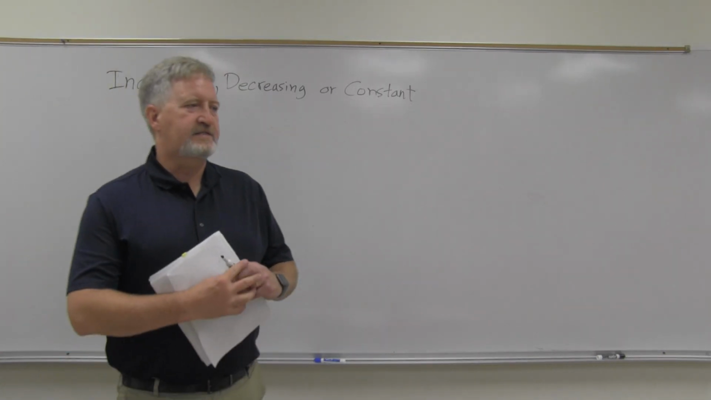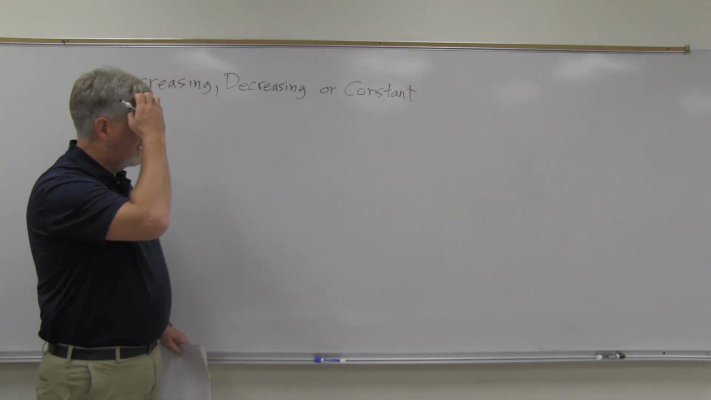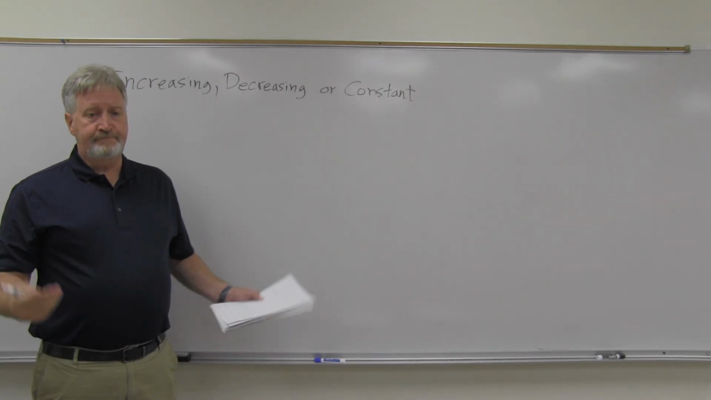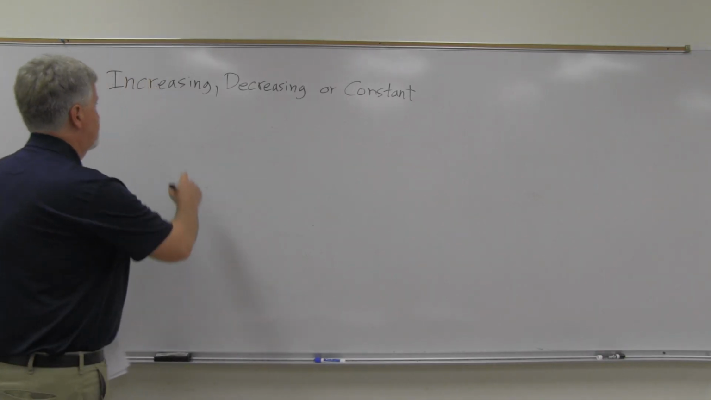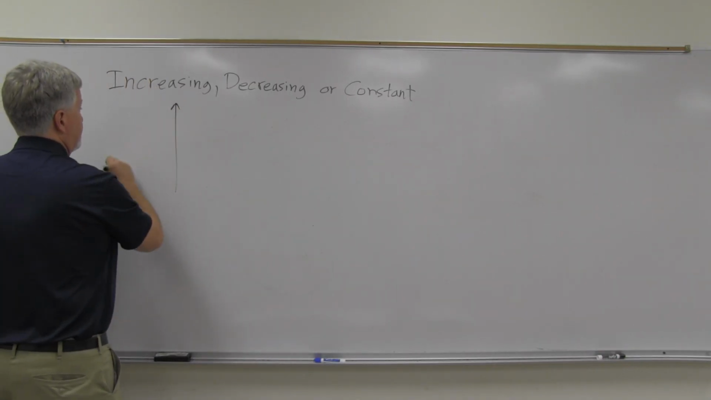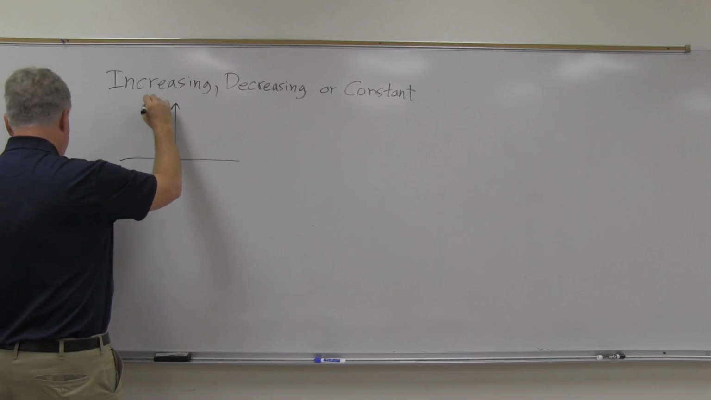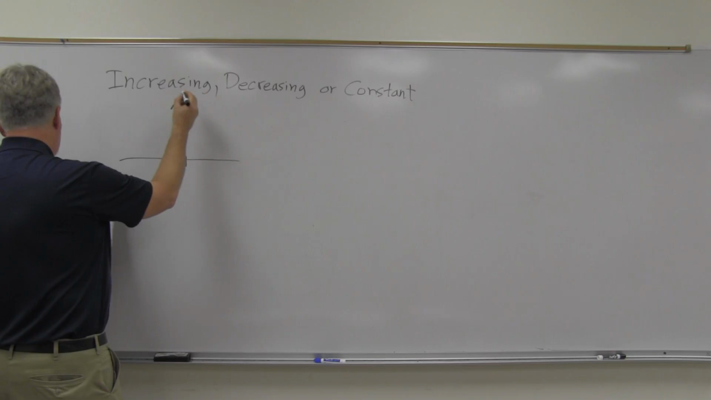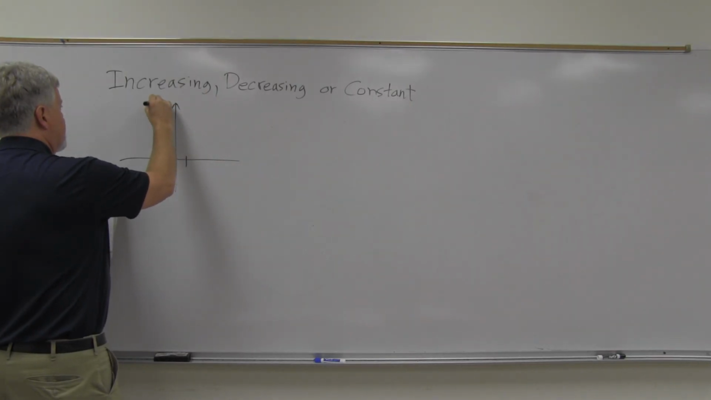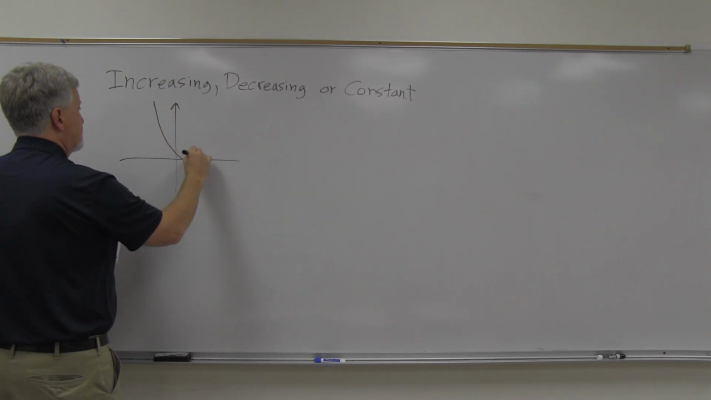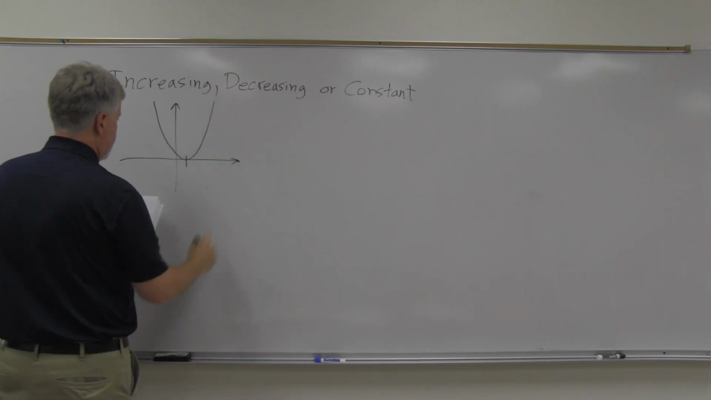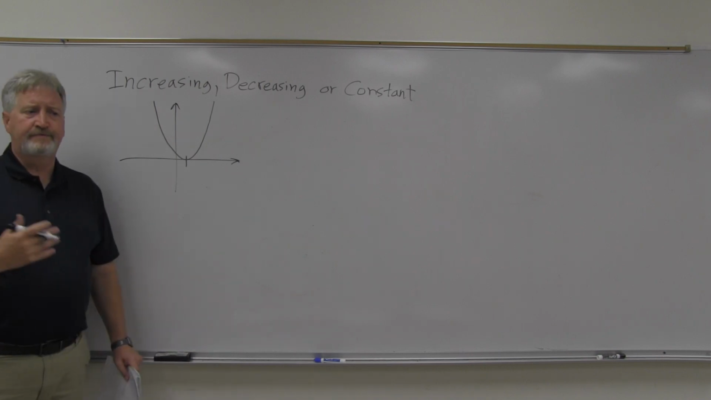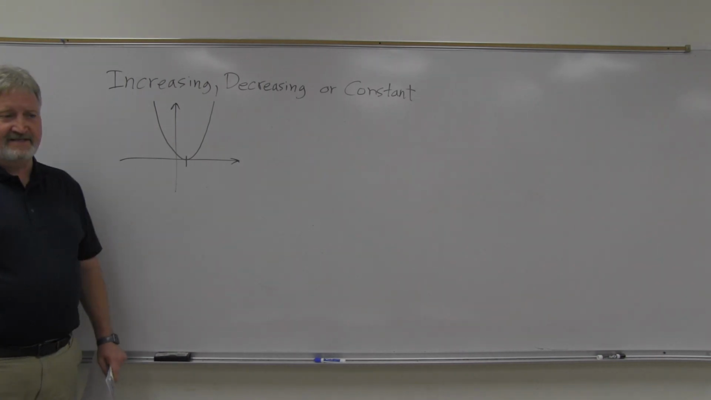Okay, let's talk about increasing, decreasing, or constant parts of a graph. What that means, or how we find those parts of a graph. So let me put a function up here so we can talk about it. All right, so this is just kind of a parabola, I mean, an x squared graph, but we'll talk a lot more about that later. But you don't even need to know what that particular function is equation-wise.